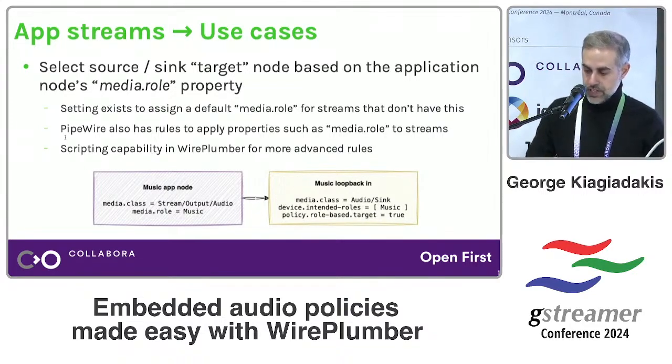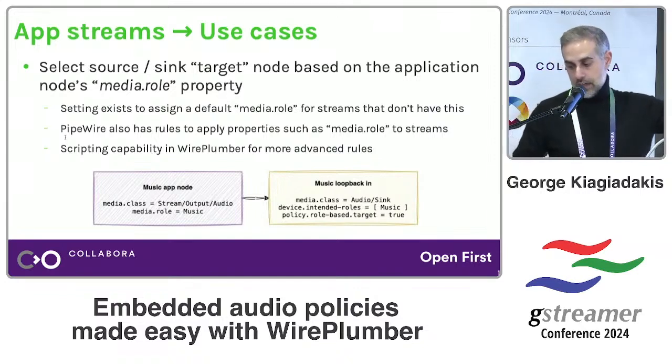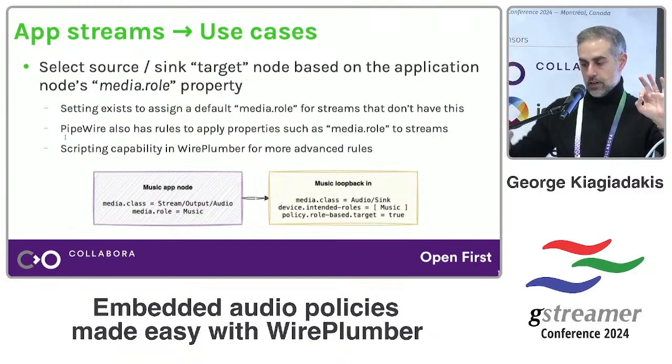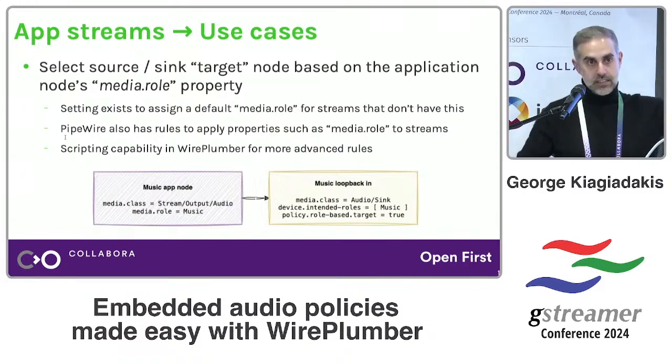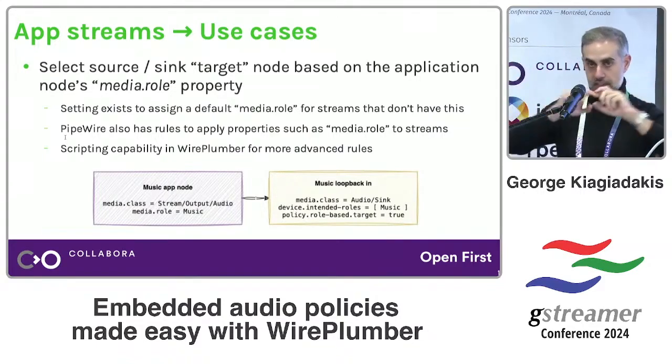And then the loopbacks are meant to have this device.intended-roles property, which is an array, and it takes all the roles that should be associated with that specific loopback. So WirePlumber, as soon as it sees that an application has the media role property, will look for other target nodes that have this device intended roles property. And as soon as it finds a match where the string matches, it will make that connection.